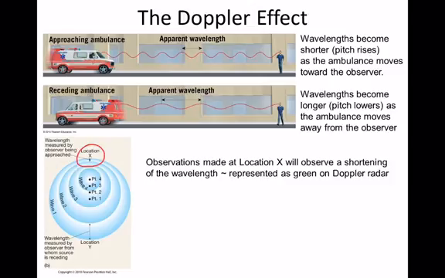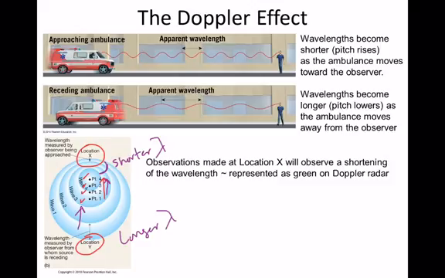You have a stationary observer here, and your point is going to move this way. It's going to start here, 1, 2, 3, 4. And notice that as it moves towards X, X is going to see a shorter wavelength, squished together, and as it moves away, Y is going to see a longer wavelength. But anyway, that's how Doppler radar works.